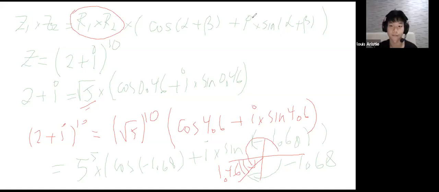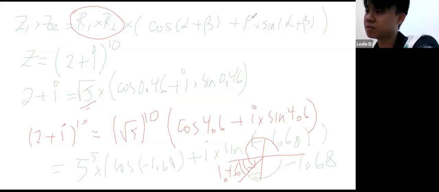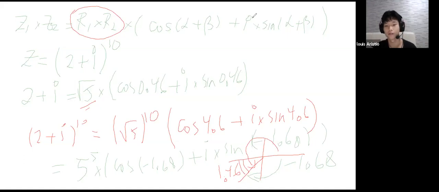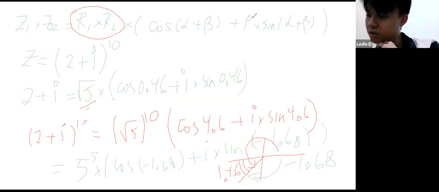Sir. Yeah. Can you repeat again? I don't understand, sir. The 4.6 minus 3.14, why? 4.6, you get it because it's 0.46 times 10, right? So it's 4.6. And once you get 4.6 ready, you should place it in.